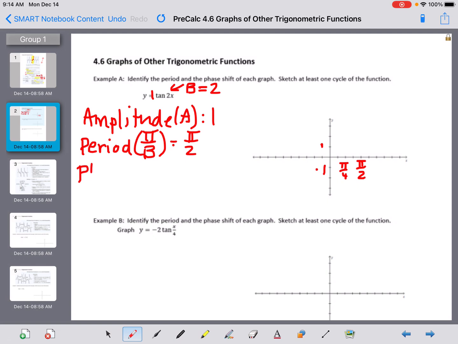All right, I'm going to identify my phase shift. I'll go ahead and do it right here and then I'll finish this. So phase shift is C over B. Well, because C does not exist, it's 0, and 0 divided by 2 is just 0, so there's no phase shift.